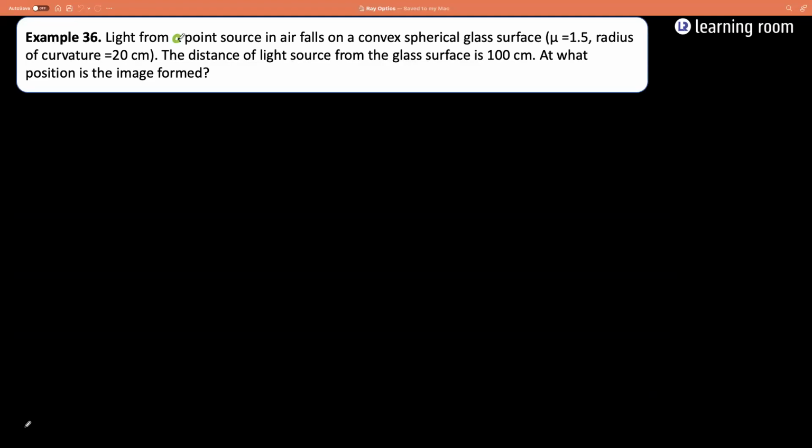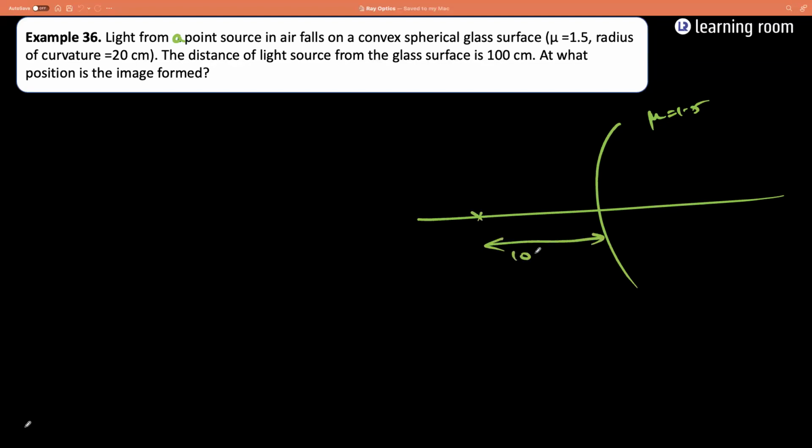Light from a point source in air falls on a convex spherical glass surface. So how is the convex spherical glass surface going to be? Whose refractive index is 1.5. The distance of the light source from the glass is 100 centimeters. If I take this to be M, find the position of the image formed. V is equal to how much? C is R.